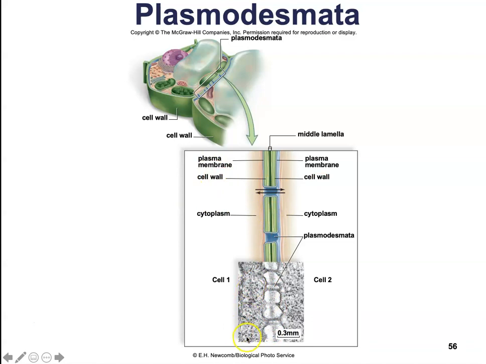So if you look at this electron micrograph, you can see here's cell 1, here's cell 2. These are the plasmodesmata that are basically spaces in that cell wall, okay, that allow that passage through. All right, guys, and that ends that lecture on chapter 5.